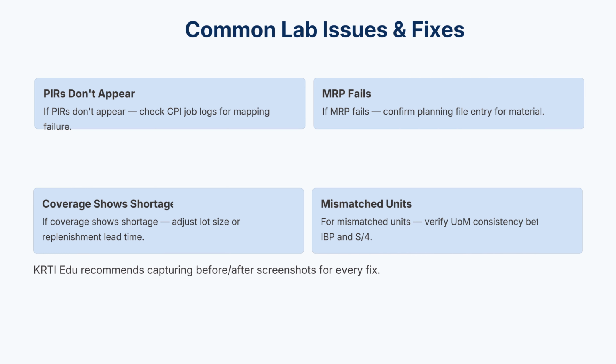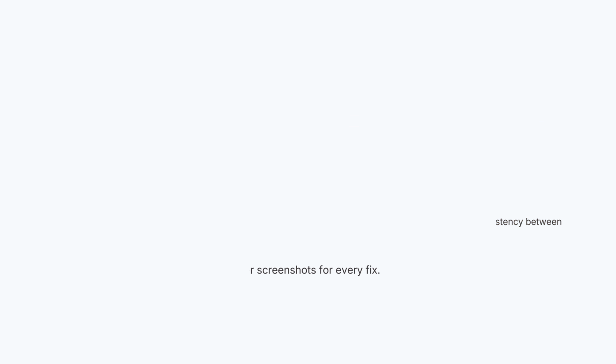Common lab issues and fixes. If PIRs fail to appear, check CPI message logs for mapping or authorization issues. If MRP fails, confirm the planning file entry for the material exists. If coverage reports shortages, adjust lead times or lot sizes. And if quantities mismatch, confirm that units of measure are consistent between IBP and S/4HANA.